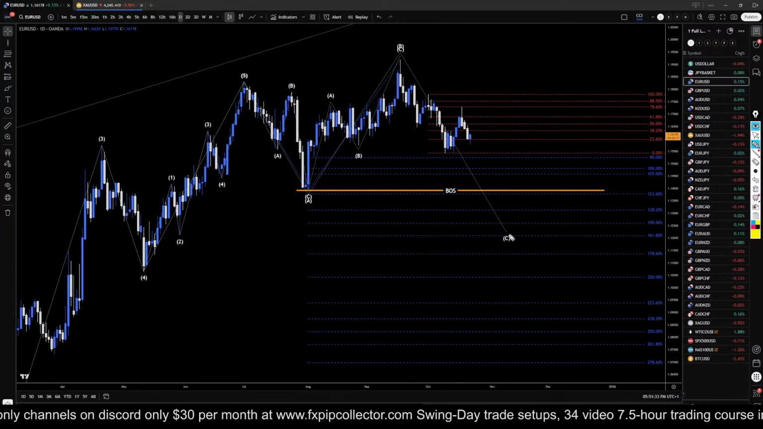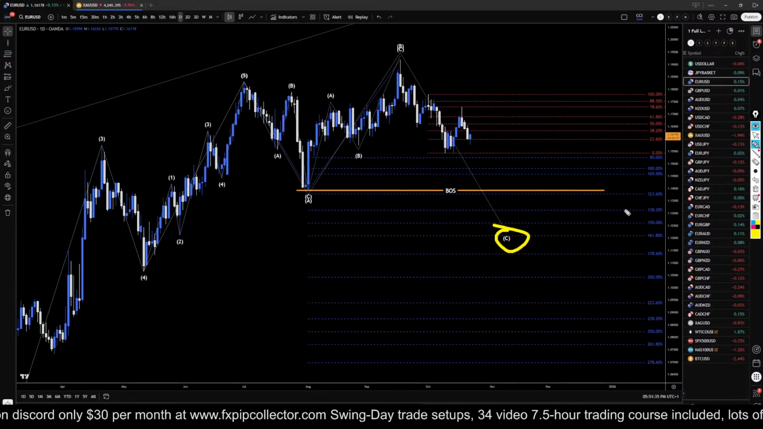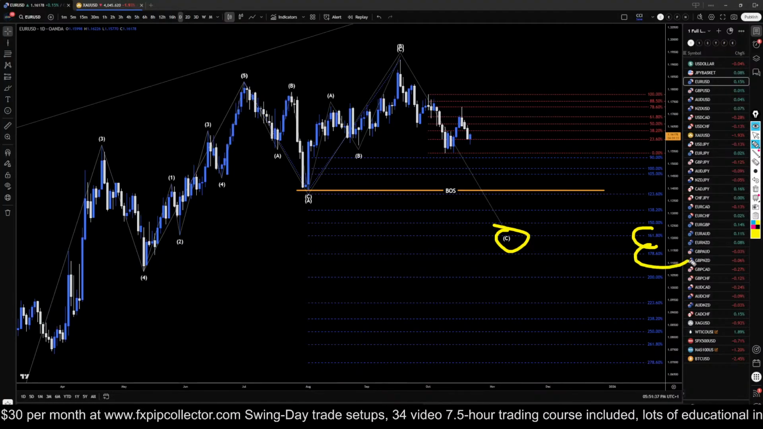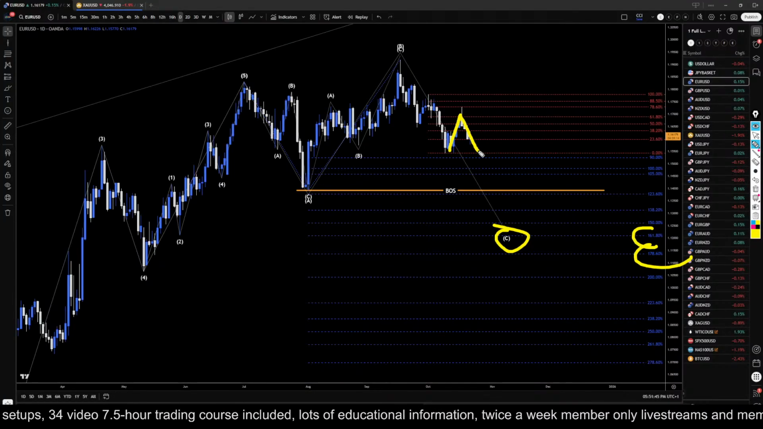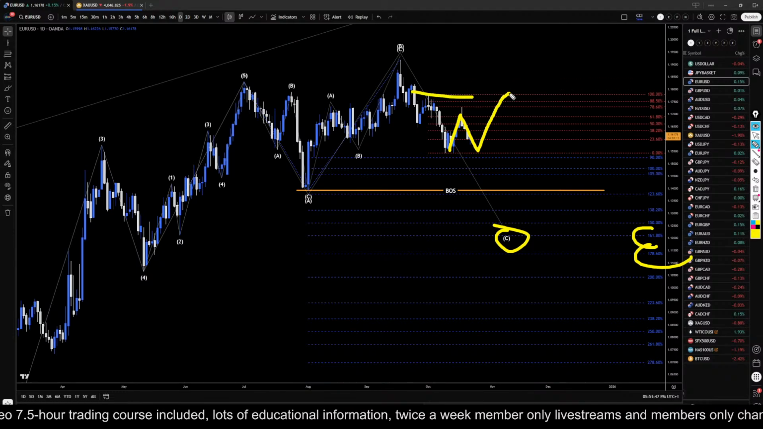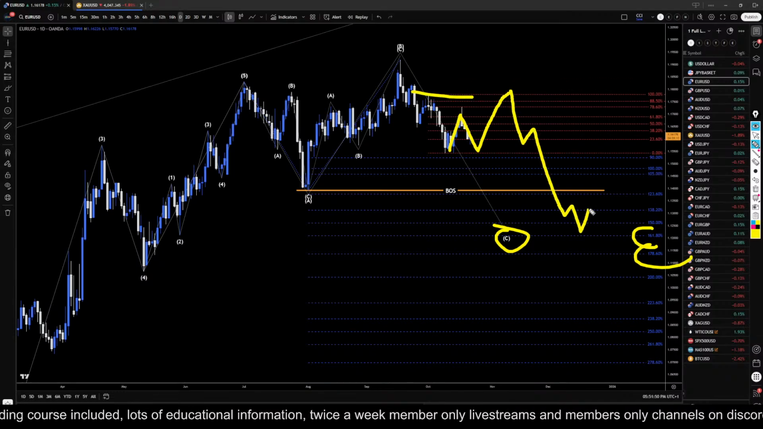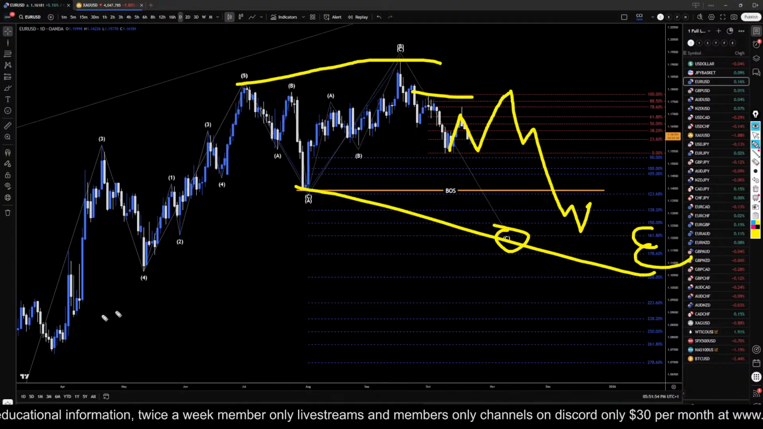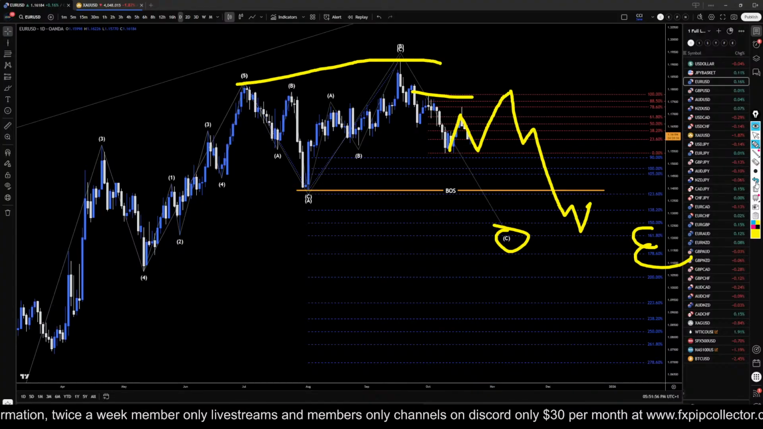My main count is that this is in a flat pattern, and a flat pattern should push down to maybe even the 161, 178. But we should try to come up with an analysis that is different than that. And if this goes up and takes out this high, and then goes down, makes another five waves down like this, it would still be like an expanding crescent like this. But instead of being an ABC, it would be a flat.